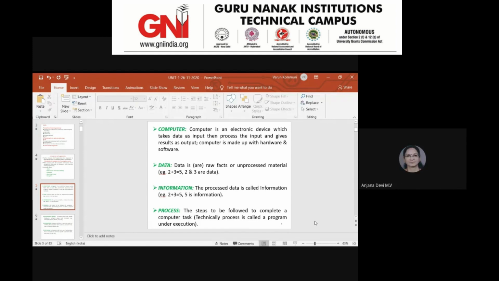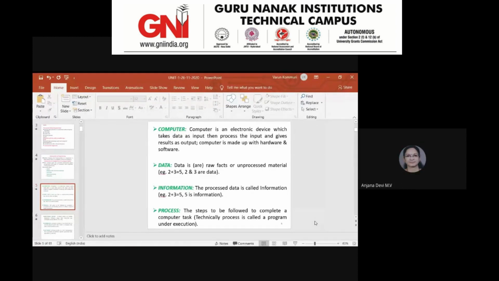Okay. We have also seen one more definition. A computer is a combination of hardware and software. Computer is made up of hardware and software. Already you know what hardware components we use to give the input, to see the output, and also for processing. Okay. Before going to the next topic, let me know what is data and what is information.